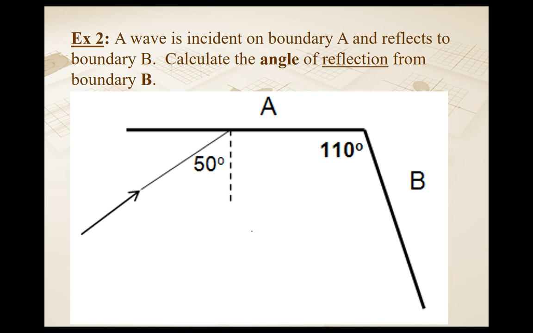Okay, let's go to example 2. A wave is incident on boundary A and reflects to boundary B. Calculate the angle of reflection from boundary B. This is ridiculously easy, as long as you understand a little bit about some interior angles with triangles.